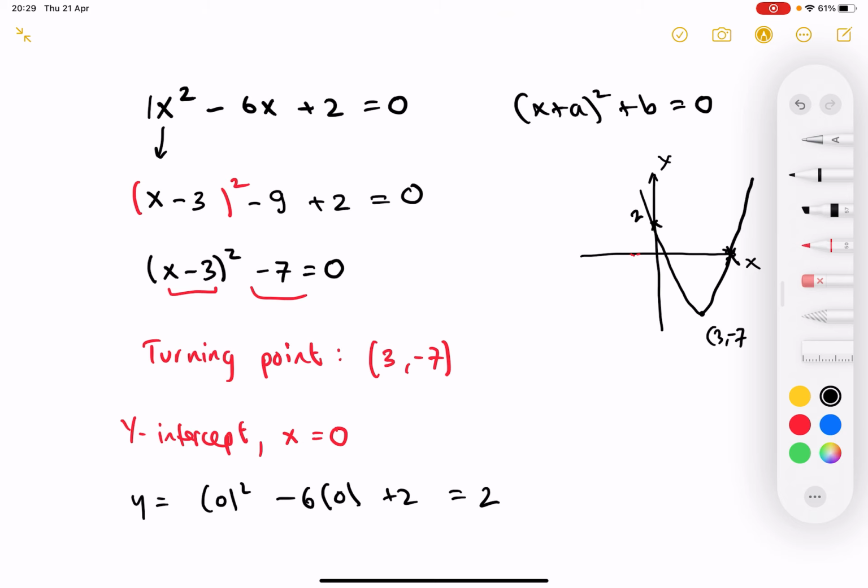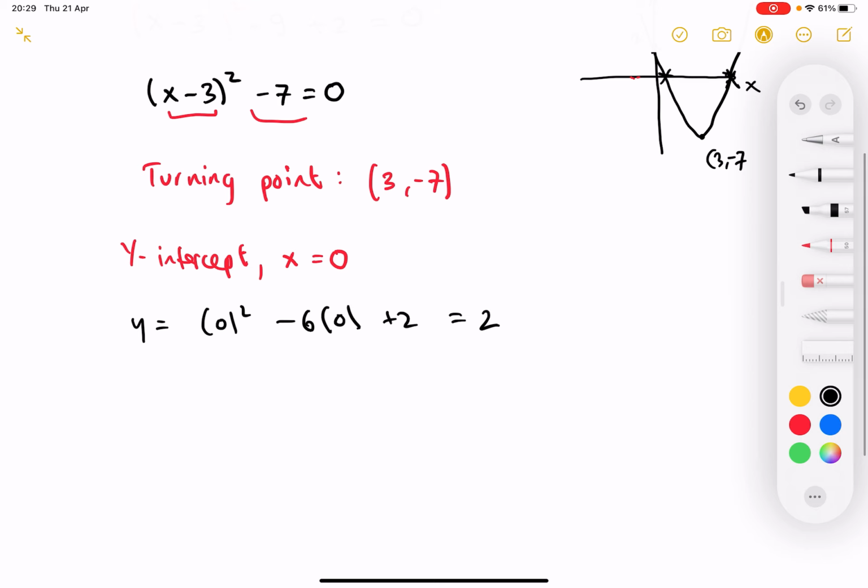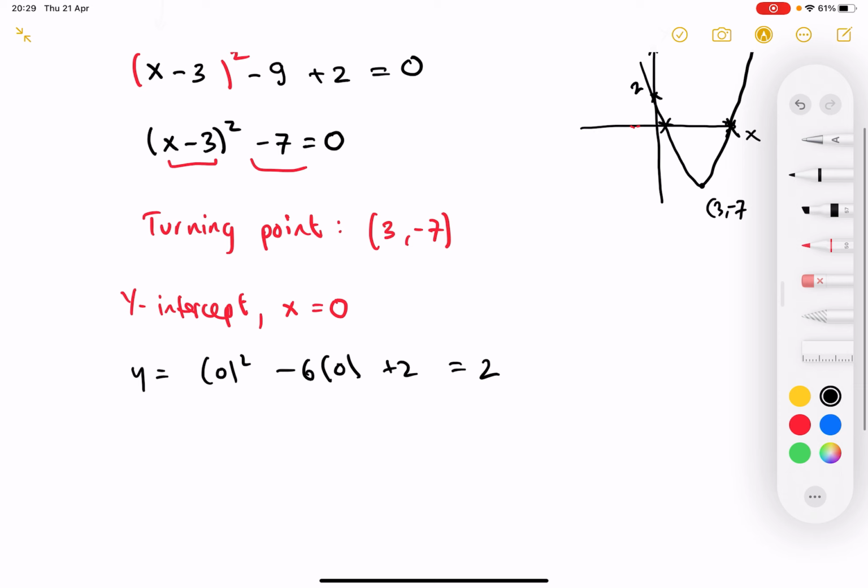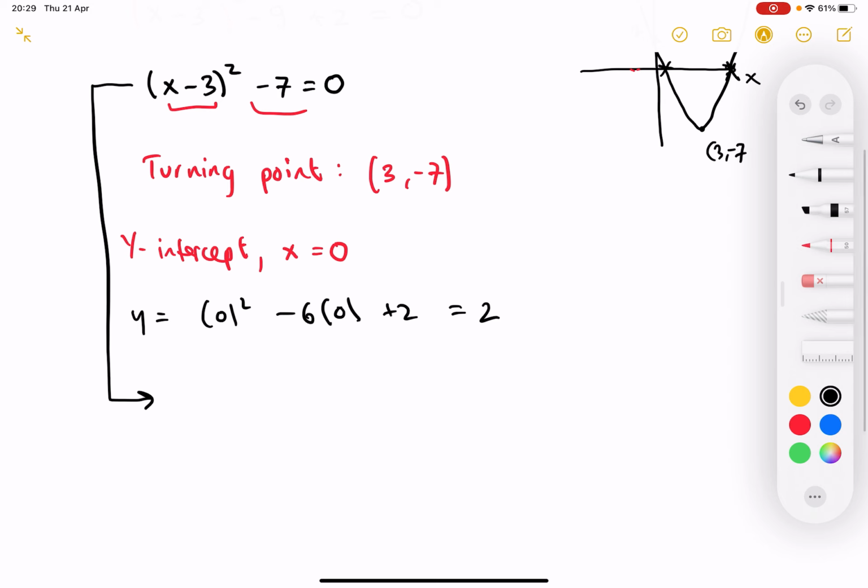But we need to find where it crosses the x. And that's where we use this completed square form, and we do something else. What we do now is we rearrange for x. So we list out the operators, and what we want to do first is get this by itself. So we want to get rid of this minus 7. Minus 7, so we do the opposite. So we plus 7 on both sides. That leaves us with (x minus 3) squared plus 7 minus 7, which is 0, is equal to 7.